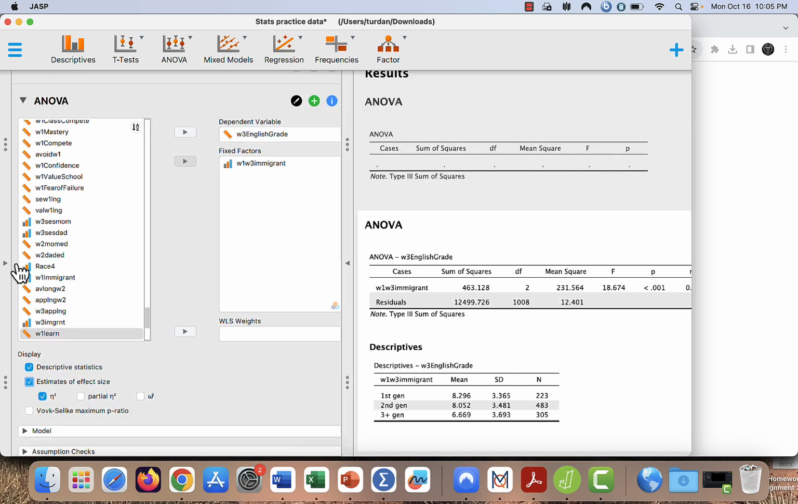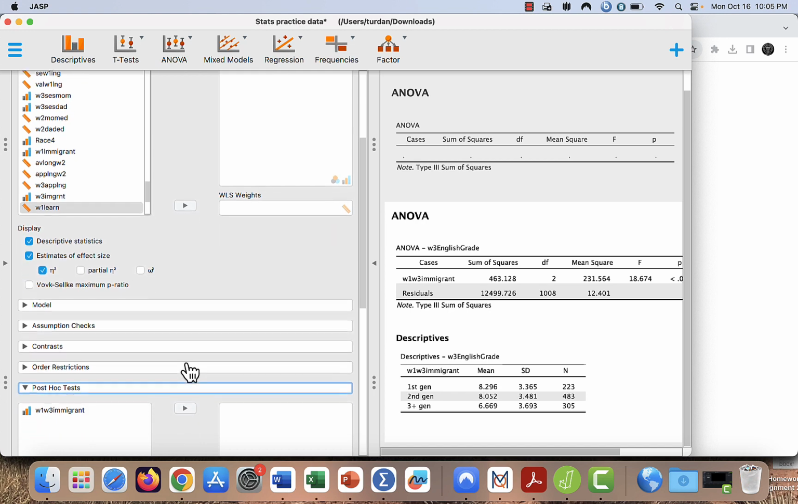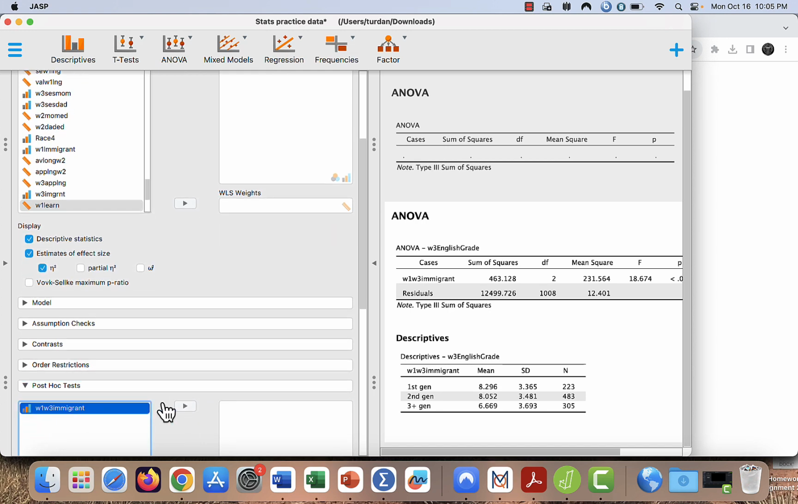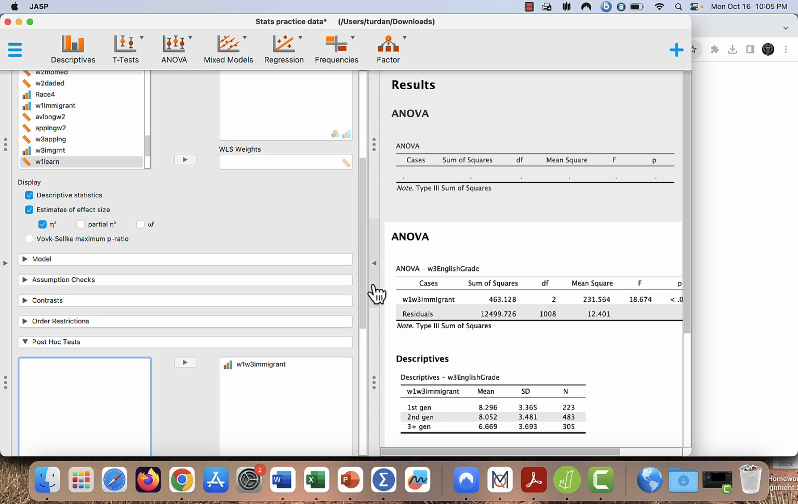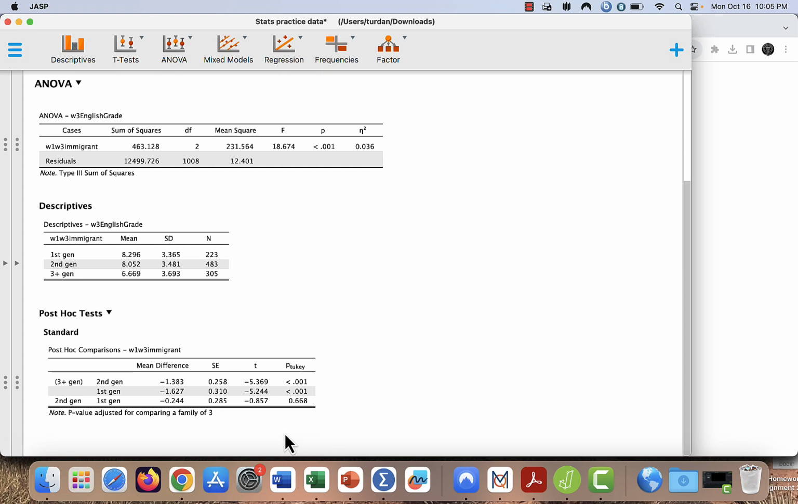Okay, now we need post hoc tests. So you click on post hoc, you click on this and you move it over, and it gives you your post hoc results to tell us which groups are significantly different from which other groups. And as we kind of guessed by looking at these means up here, third generation students are significantly different from second generation students. They're also significantly different from first generation students, but there's no difference between second and first generation students in their grades in English.